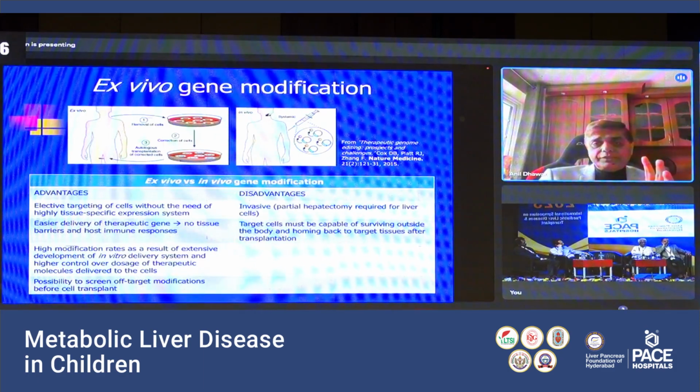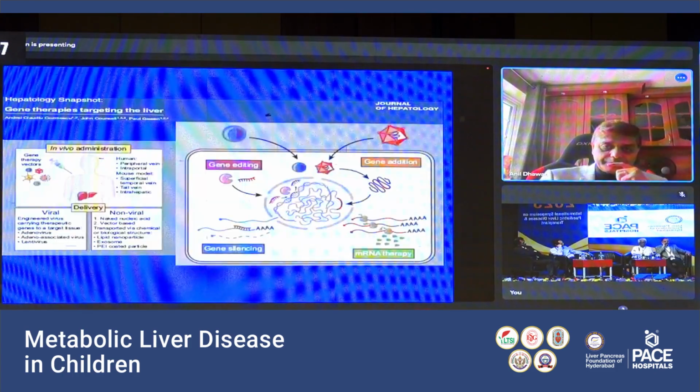Ex vivo gene therapy has its advantages, but you need to remove the cells. In this case, you may need to remove part of the patient's liver, a partial hepatectomy, which has been done, to modify cells and give them back. But I think in vivo gene therapy is increasingly being favored over ex vivo gene therapy.